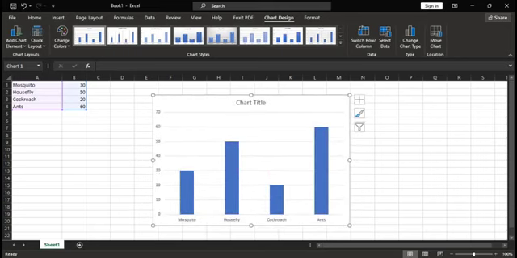You can see the mosquito has 30, the housefly has 50, the cockroach, the smallest, has 20, and ants has 60. So this is your bar chart. There's really nothing in the computer. That's why the computer does practically everything for you. So this is just how to plot a bar chart. All right. I hope we've understood it now.